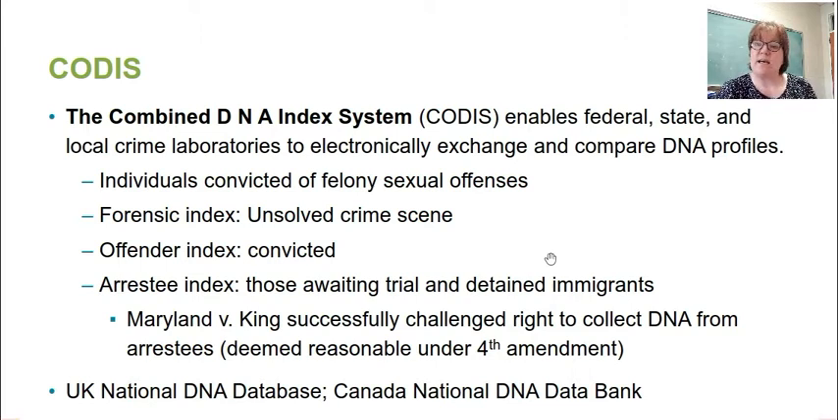We have an offender index. Those are people who've been convicted of a crime, and a lot of times when they go into the parole system, this will be collected if they haven't had it collected before. And fairly new is starting to collect DNA from arrestees. So if they're awaiting trial or detained immigrants, collecting DNA evidence from them.